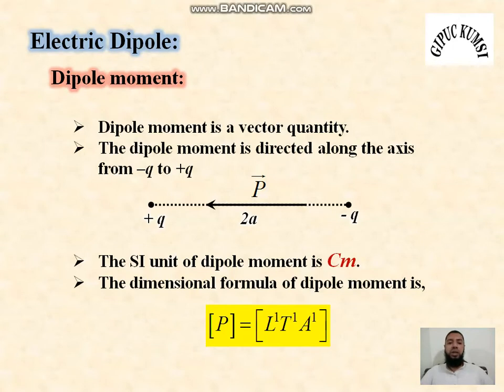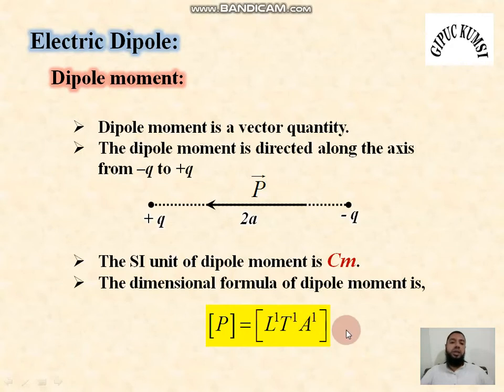Then what is the dimensional formula of dipole moment? Charge into distance: distance L power 1, charge T power 1, A power 1. Therefore the dimensional formula of dipole moment is L power 1, T power 1, A power 1.